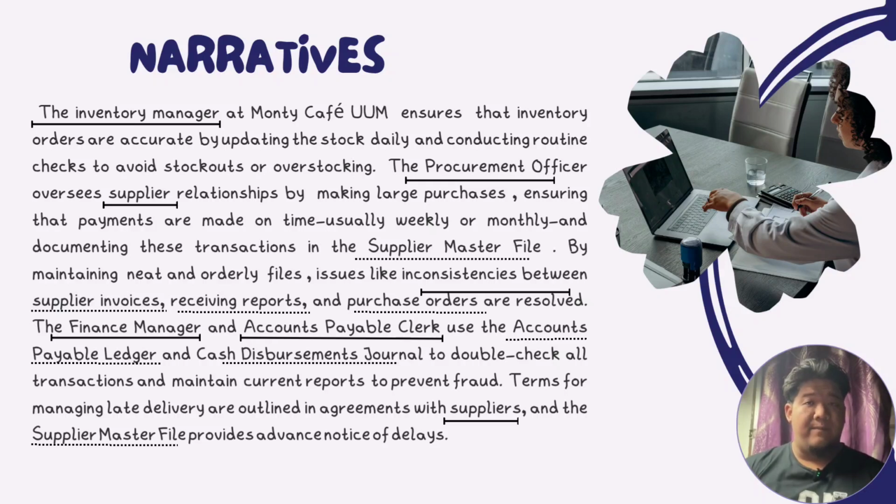By keeping these files neat and orderly, any inconsistencies between supplier invoices, receiving reports, and purchase orders are resolved efficiently. Next is the finance manager or accounts payable clerk, who will double check all transactions using the accounts payable ledgers and cash disbursement journal. This practice helps maintain current reports and prevent fraud. Additionally, agreements with suppliers outline terms for managing late delivery with the supplier master file, providing advance notice of delays. Through these roles and practices, Monty Cafe ensures smooth inventory management and strong supplier relationships.